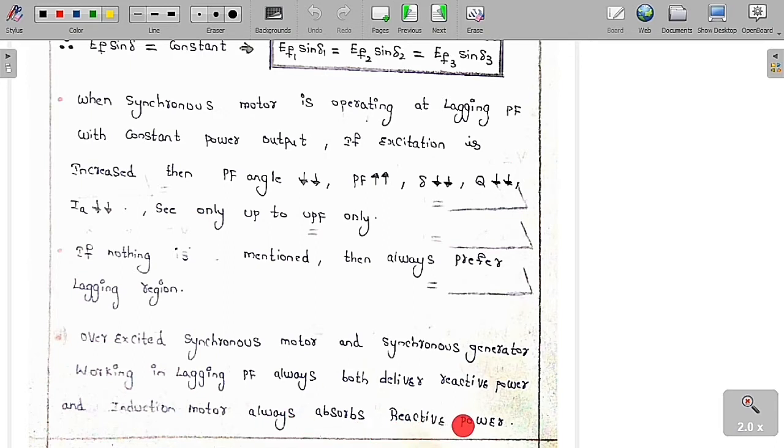Both always deliver the reactive power, and the induction motor is always going to absorb the reactive power, whereas a synchronous motor can absorb the reactive power and can also deliver the reactive power. Only the induction motor will always absorb the reactive power.